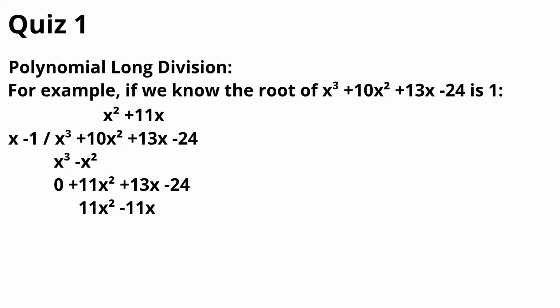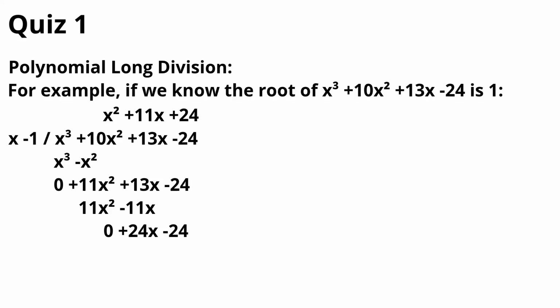And then we subtract that equation from the previous. So 11x squared minus 11x squared is 0, and 13x minus 11x gives us 24x. And then we carry over the remaining negative 24 to create our new line. And we repeat this process again. So 24x divided by x is just 24.